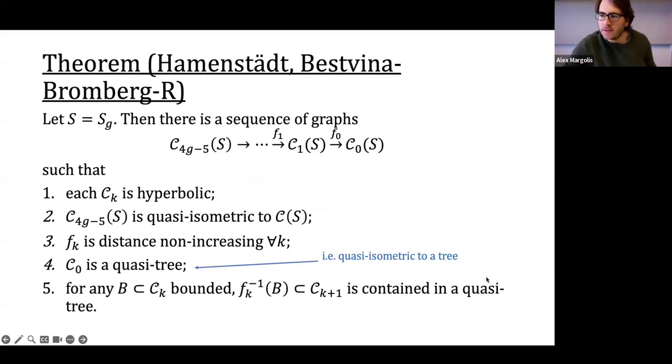Any other questions? Just a quick question. Here, all the F_i are just the identity on vertices, is that right? Okay. Thank you.